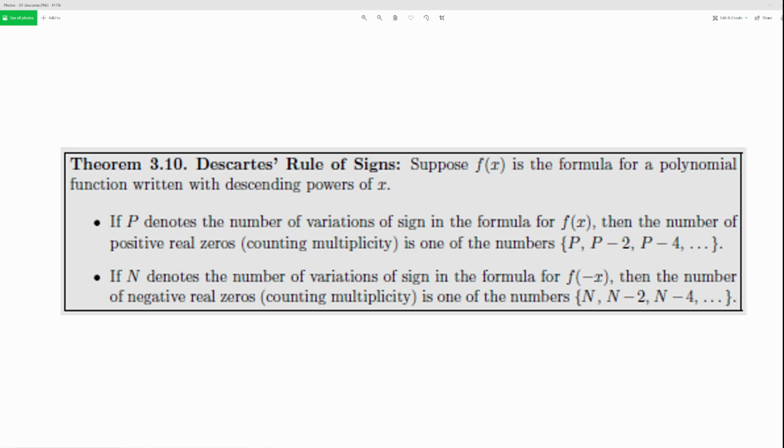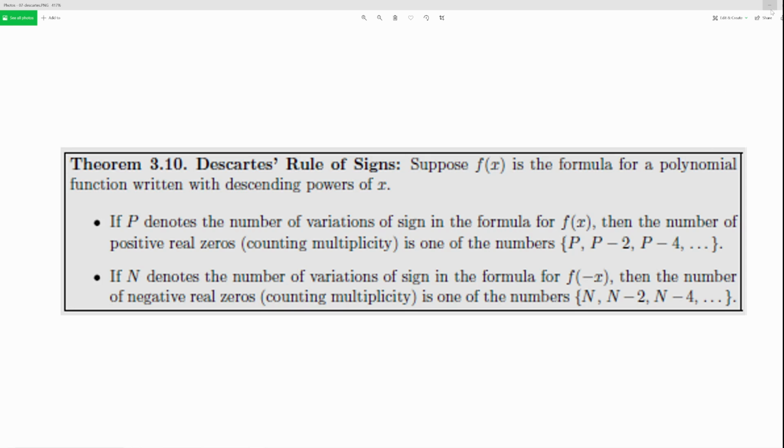So, suppose f of x is a polynomial written with descending powers of x. That just means you write it like you normally would. So we're going to take the first bullet and talk about that. If p denotes the number of variations of sign in the formula for f of x, then the number of positive real zeros, counting multiplicity, that's if you have repeated zeros, is one of the numbers p minus 2, p minus 4, ... Now, that seems really awkward. The most important part about that sentence is the number of variations of sign.